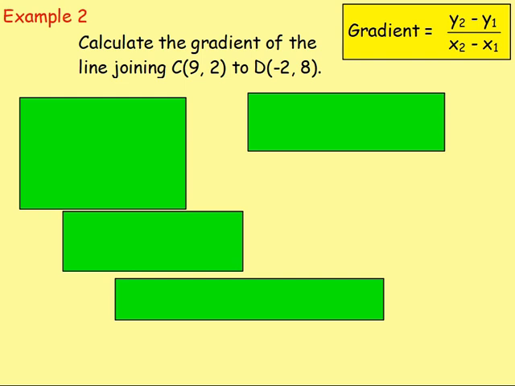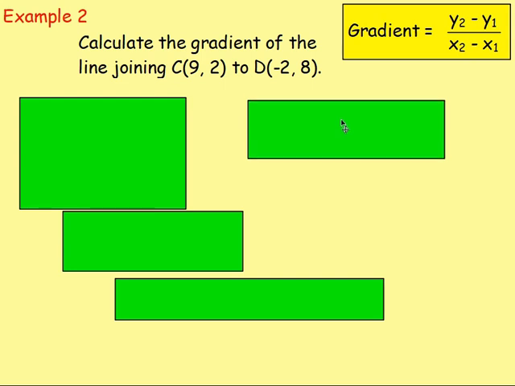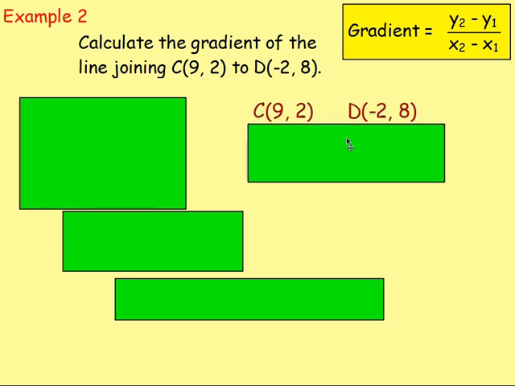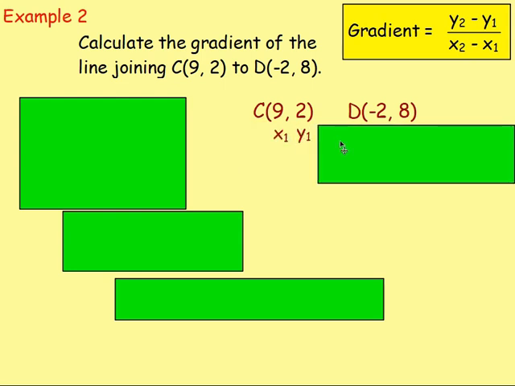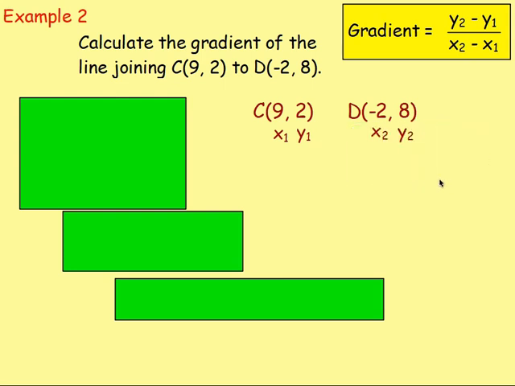Example 2, calculate the gradient of the line joining point C at 9, 2 to D at negative 2, 8. Once again, start this off by writing the points at the side. So we've got point C and we've got point D. Remember, with point C, we have an X value and a Y value. Remember, it is alphabetical. And point D would also have an X and a Y value. Alphabetical. So this one we're going to call point 1. This one we're going to call point 2.